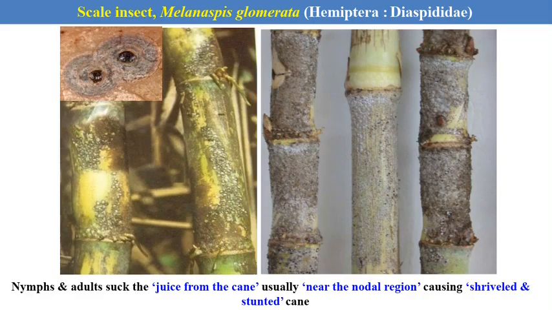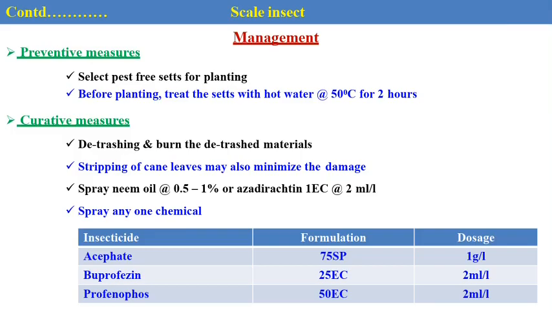These are the female scale insects and nymphs which congregate on the canes, and they also affect the juice quality. How can we manage the scale insect in sugarcane? Select pest free sets. To avoid infestation of all the sucking pests in sugarcane, we can use pest free sets.